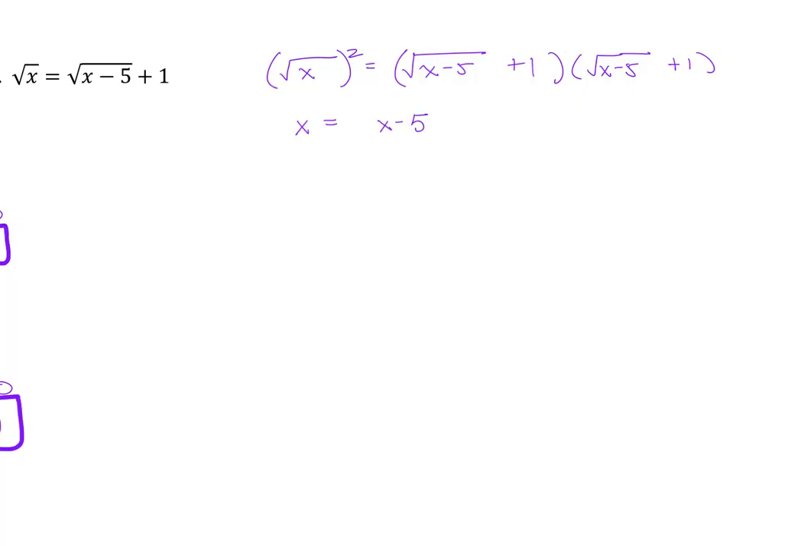All right, we want our outsides. This becomes plus the square root of x minus 5 because we're multiplying by 1. Insides, we also get the square root of x minus 5 because we're multiplying by 1. And our last, we get 1.